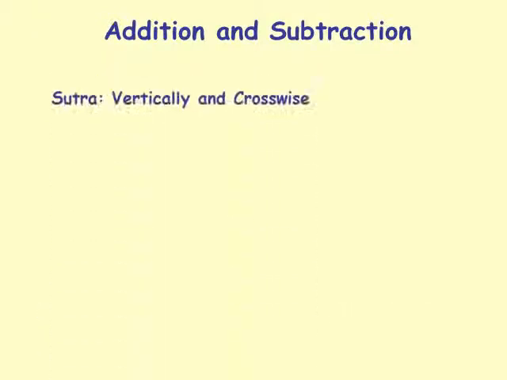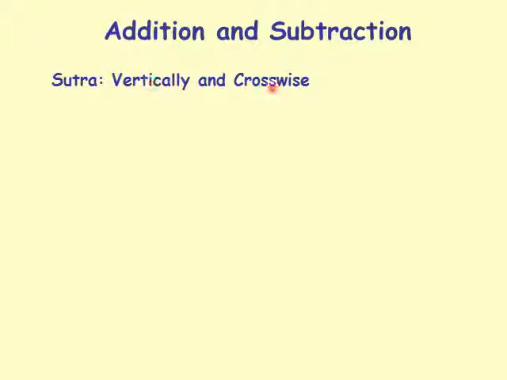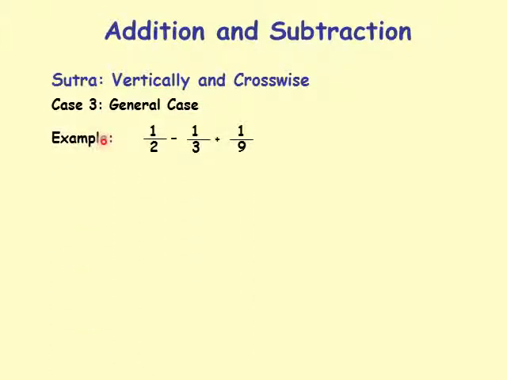Another example here. We'll use the sutra vertical and crosswise. It's a general case. Example, I'm going to use half minus 1/3 plus 1/9. 1 over 2 minus 1 over 3 plus 1 over 9. There is no proportionality, no common factor, and no equal denominator. 1 over 3 and 1 over 9 do have a proportionality situation, as 9 is a multiple of 3. If you wish to solve this section, minus 1 over 3 plus 1 over 9, separately, that's up to you.